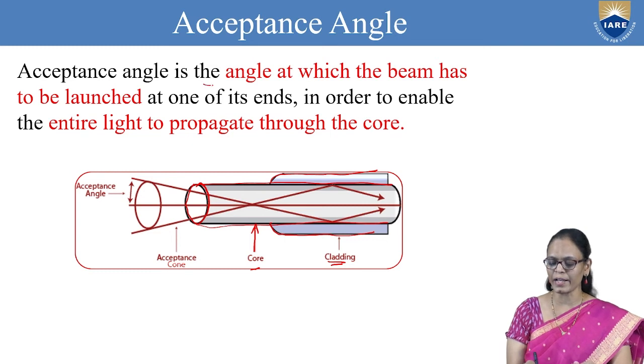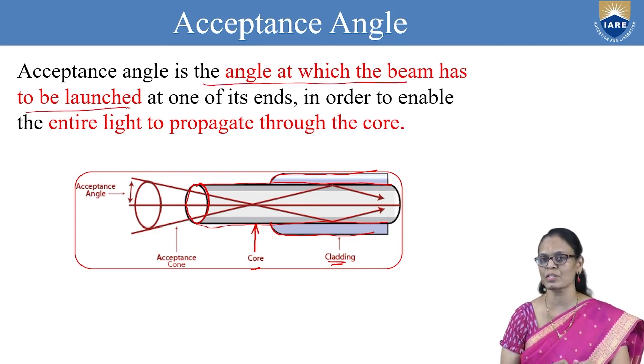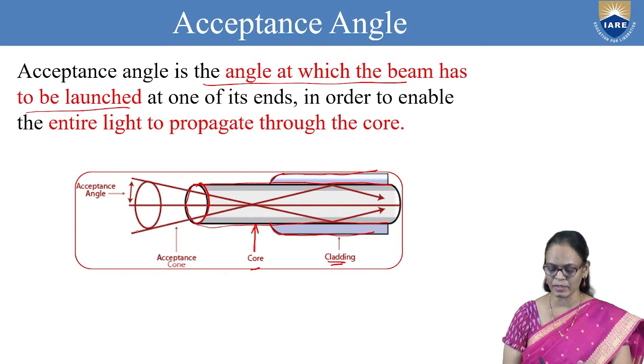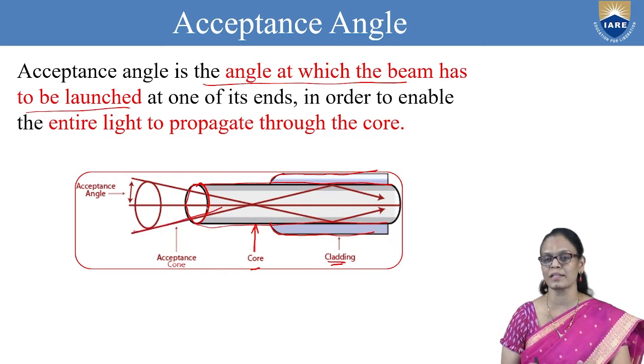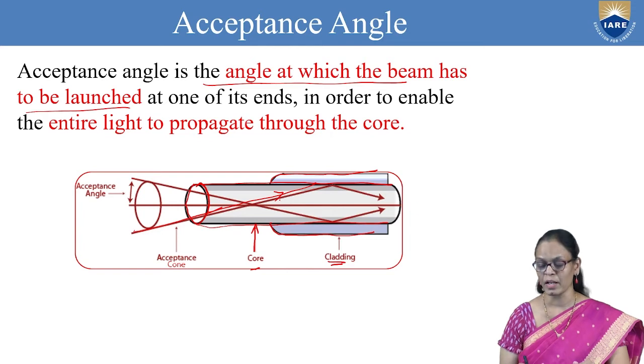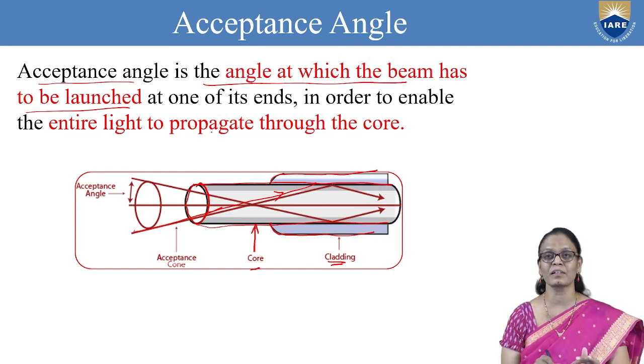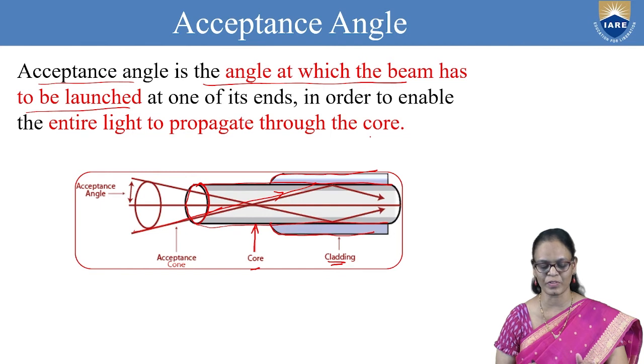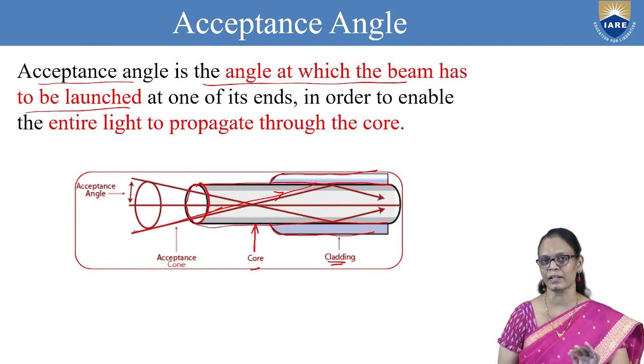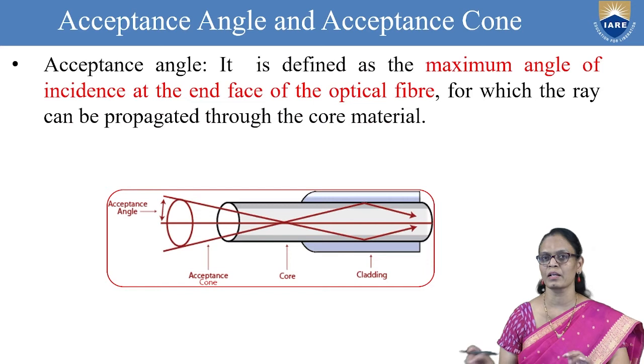Now we are talking about the acceptance angle. It is the angle at which the beam has to be launched, meaning the angle at which the light has to be incident, like this, at one of its ends in order to enable the entire light to propagate through the fiber. It has to undergo total internal reflection inside the core and pass through. So what should be the angle at which it has to be incident so that the entire light can propagate through the fiber? We are calling it acceptance angle. How we are going to measure it, we are seeing now.